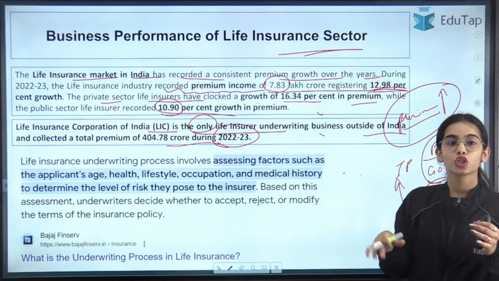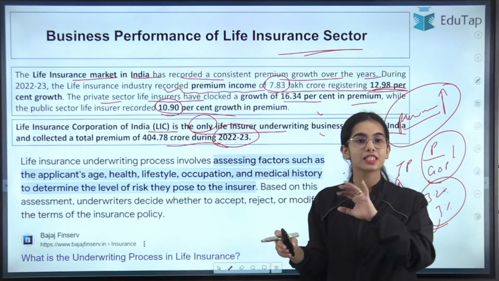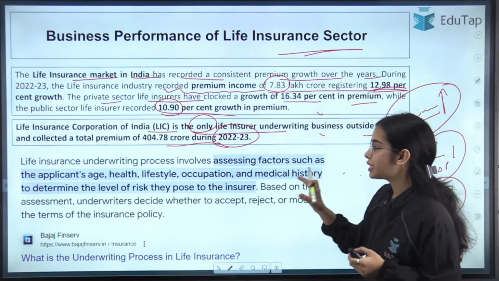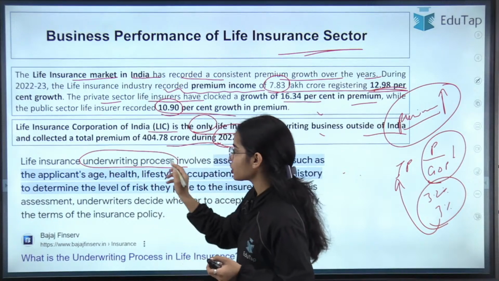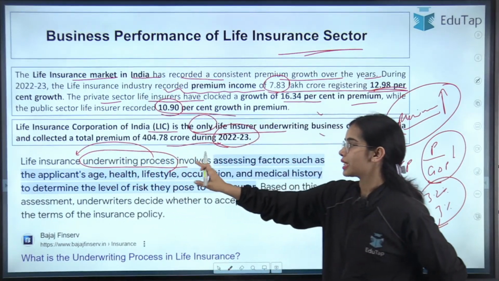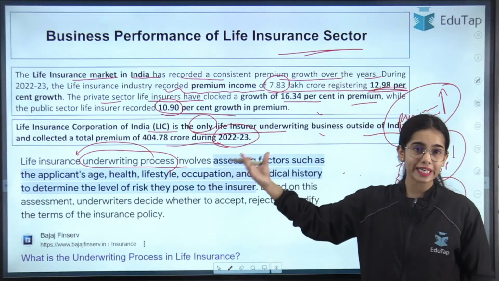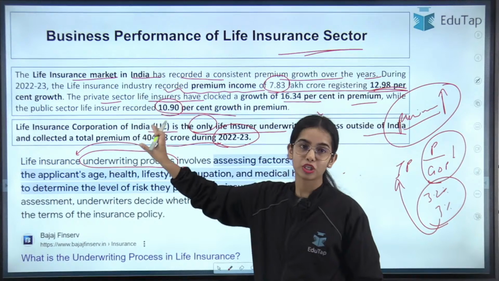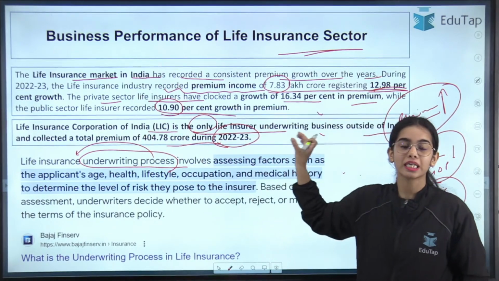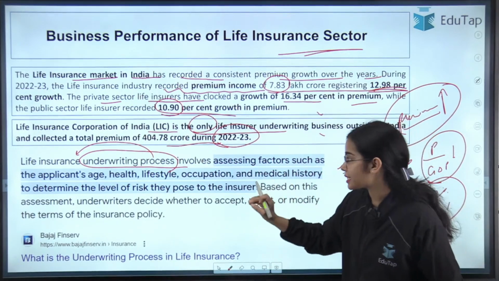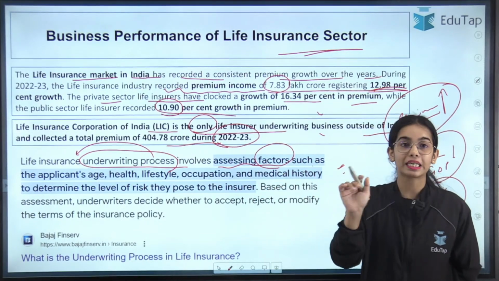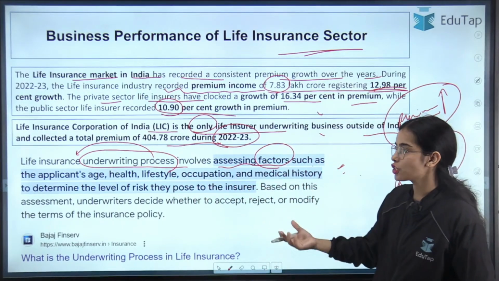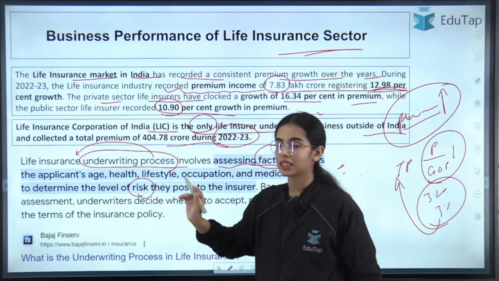So that is LIC. Underwriting in the insurance sector is very different from the underwriting that we hear about in other industries. Okay, the underwriting process involved in life insurance is this: if the life insurance company, the Life Insurance Corporation of India, is doing the underwriting business, that means it is assessing factors such as the applicant's age, health, lifestyle, occupation, medical history and such. So they are determining the risk that the individual has.